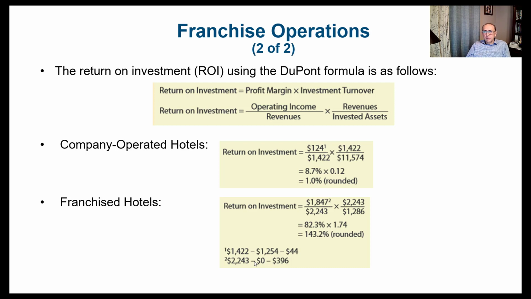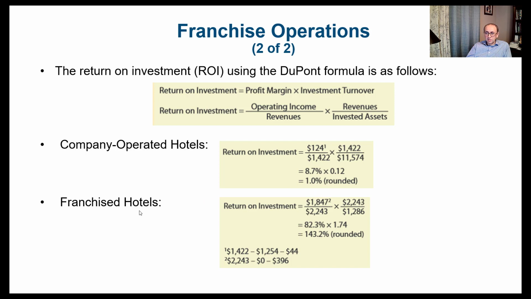So to calculate the return on investment using the DuPont formula, just to refresh your memory, the return on investment is the profit margin multiplied by investment turnover. And instead of sales here, we're going to be using revenue, which is the same thing. I like to call it sales revenue or simply revenue. So for the company-operated hotels, you see here, the profit margin is 8.7% and the investment turnover is 0.12. So the return on investment is only 1%.